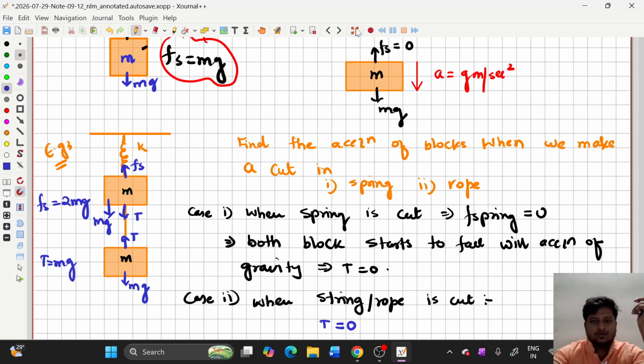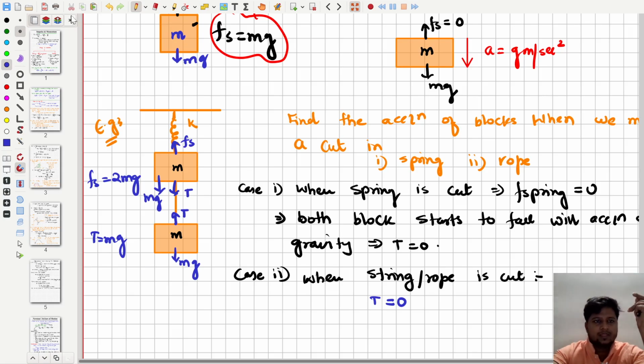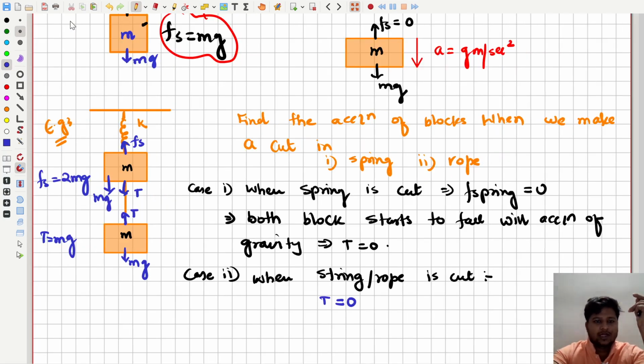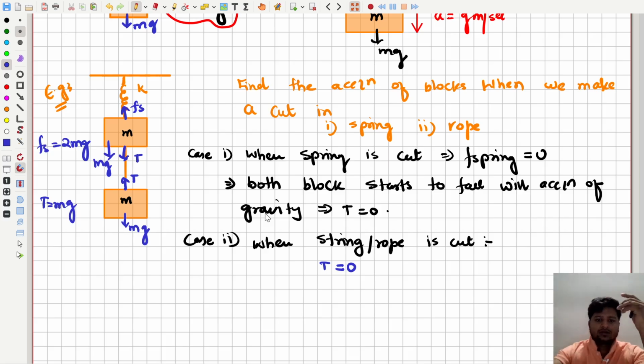So now look here. So now what happened? You cut your string, so tension will become 0. If tension becomes 0, but at that time spring force will not become equal to 0, and it will not change immediately. You know that.